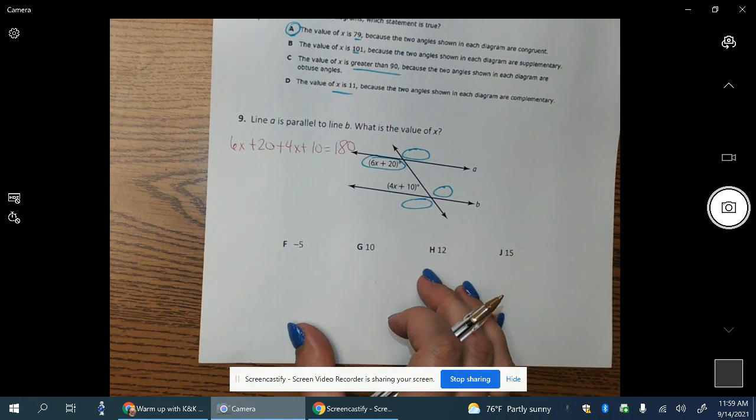Don't shout out the answer. Make sure you combine your like terms first. Boxing the ones that go together. All right, give everybody a chance, then you can tell me the answer.